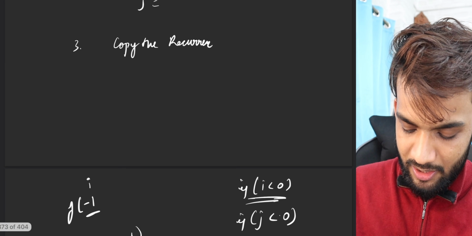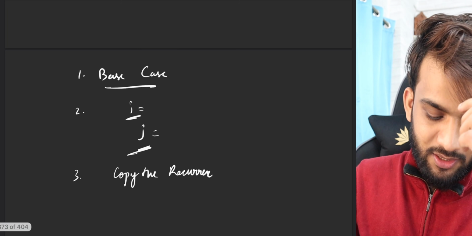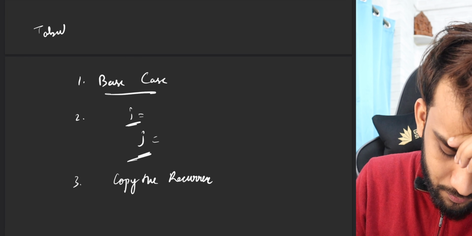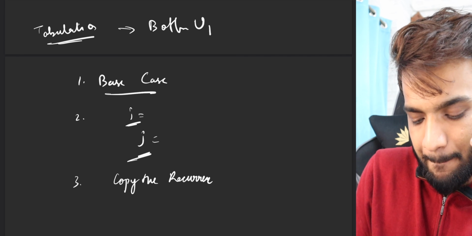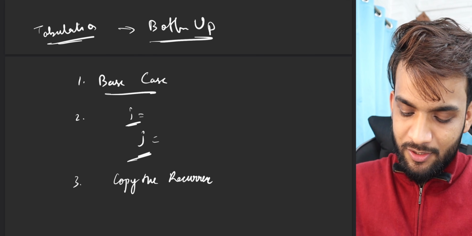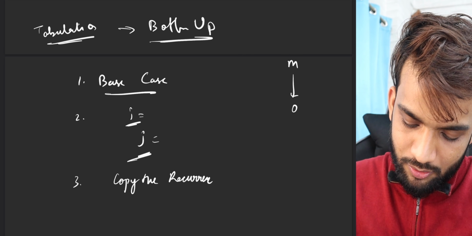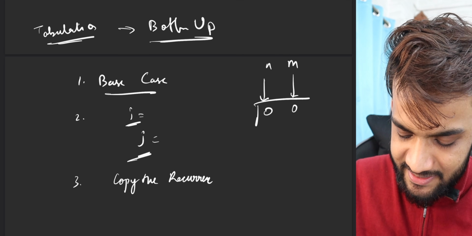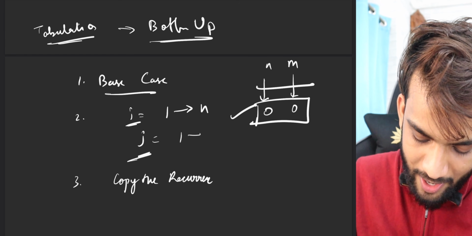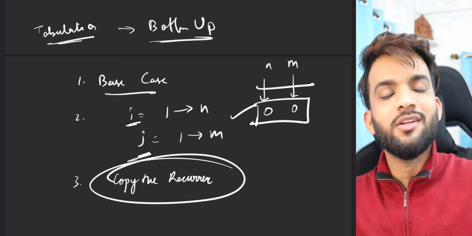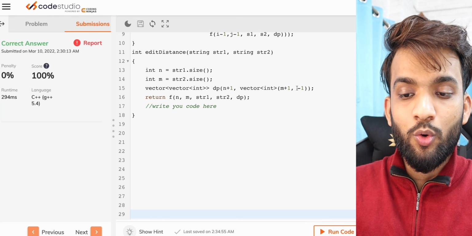Now what's the other thing that we are dealing with? This and this. What is tabulation? It's bottom up. So you were doing the top down via this. Base cases have been computed. So you go from 1 till n, 1 till m, and you copy paste the recurrence. So what are you waiting for? Let's write the tabulation.